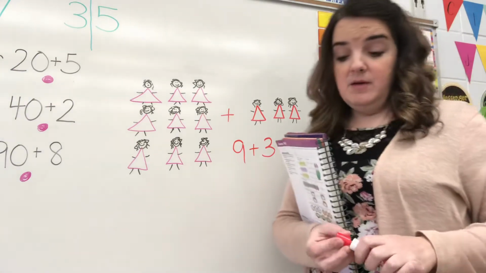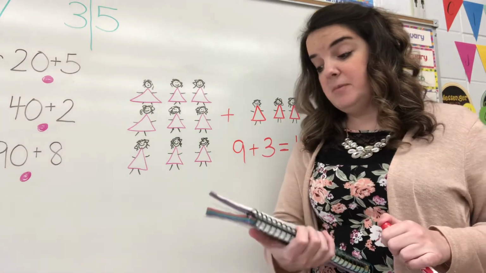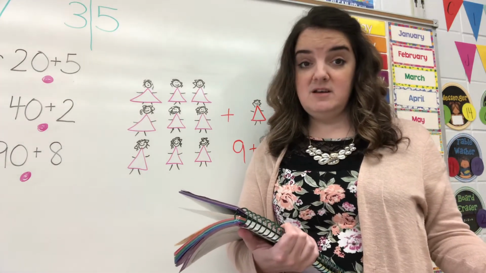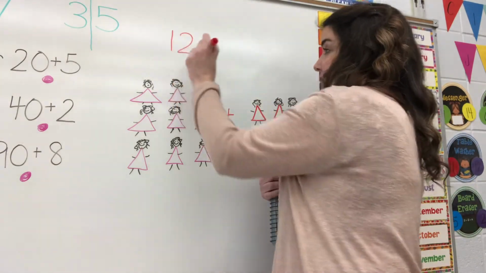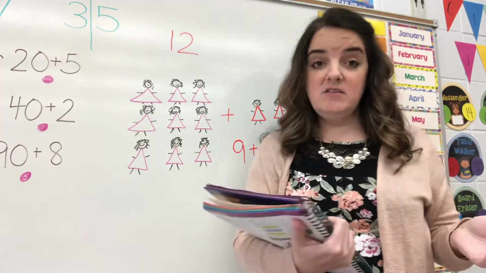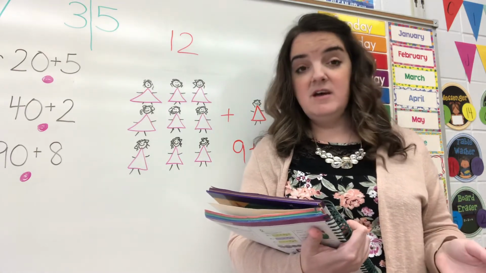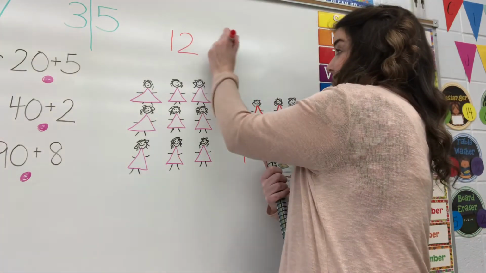Okay. Now, the second story problem said Alex's parents bought a dozen donuts. Do you remember how many are in a dozen? That's right, 12. So I'm going to write 12. That's my first number. So Alex's parents bought a dozen donuts. They bought 12 donuts. Now Alex, he ate 5 of the donuts.